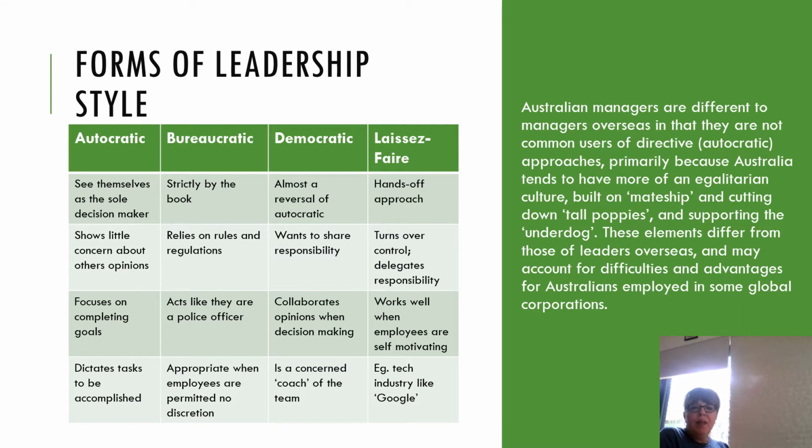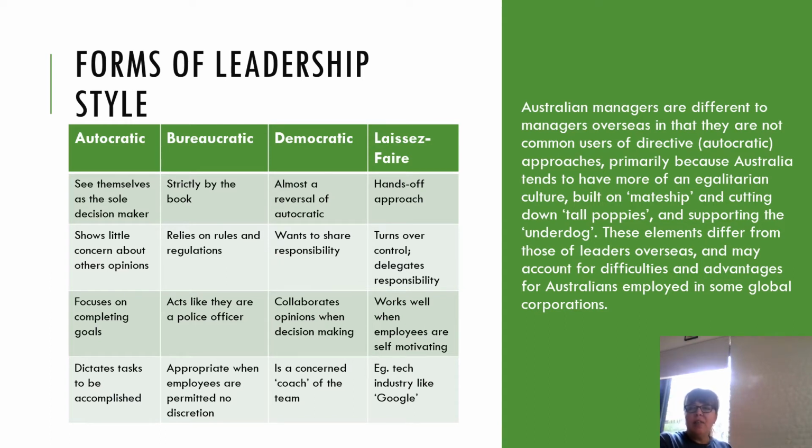Democratic. This is almost a reversal of autocratic. They want to share responsibility, collaborate on opinions when decision making, and actually want employee input. So this is a little bit more towards our behavioural theory of management. The leader is a concerned coach of the team. So rather than being the boss and saying, you do what I say, it's like, okay, guys, let's work together. What can we do? How can we achieve?